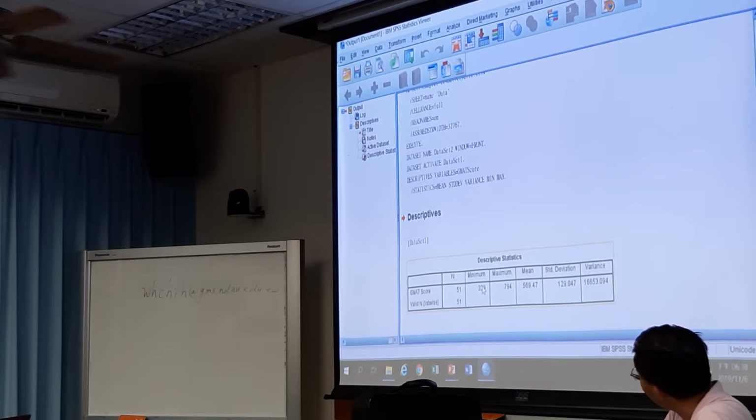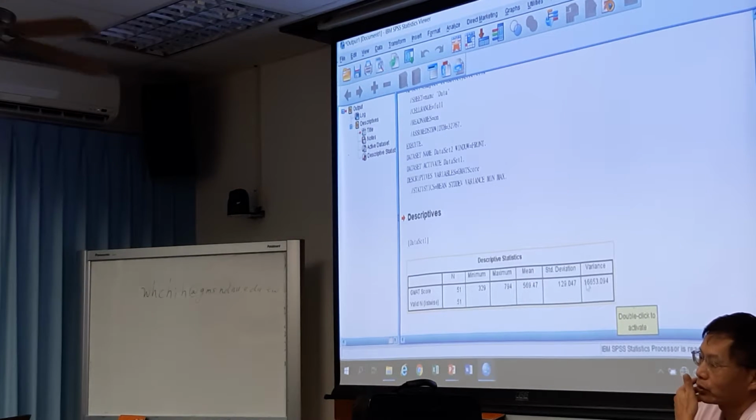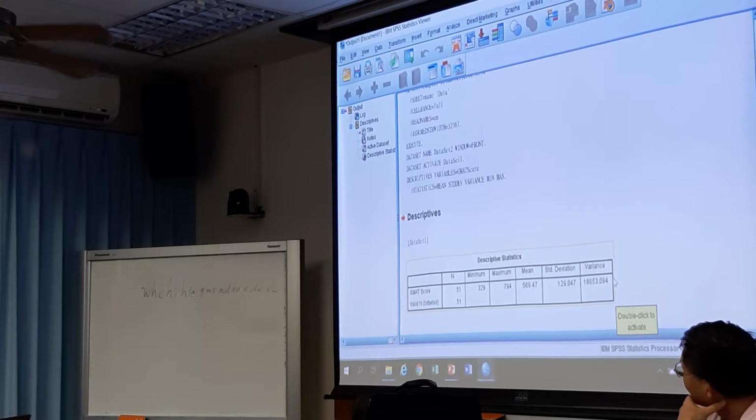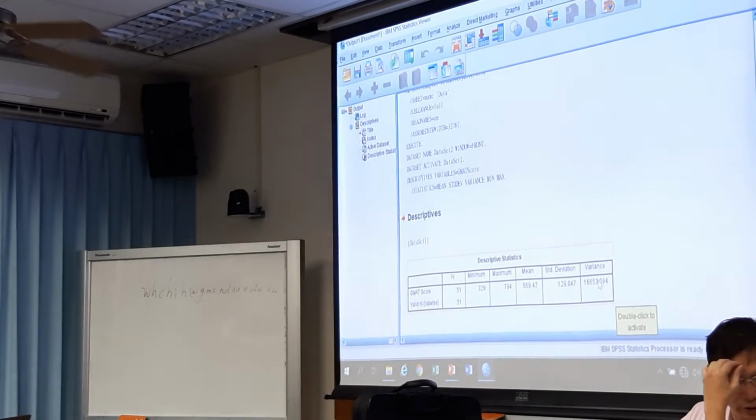The answer is the mean is 569.47. The maximum is 794. The minimum is 329. And the standard deviation is 129.047. The variance is this much. Usually we are interested in the standard deviation, not the variance. Okay, this is question A. Now question B.